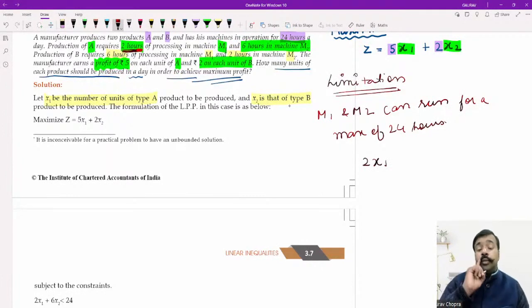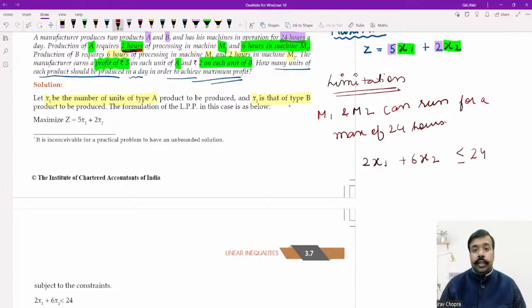Product B requires 6 hours on M2. That is why we are using 6 times x2. And both these are used on machine M1. That is why we are writing less than or equal to 24, because we have a maximum of 24 hours and it cannot exceed that. So the correct one will be 2x1 plus 6x2 less than or equal to 24.